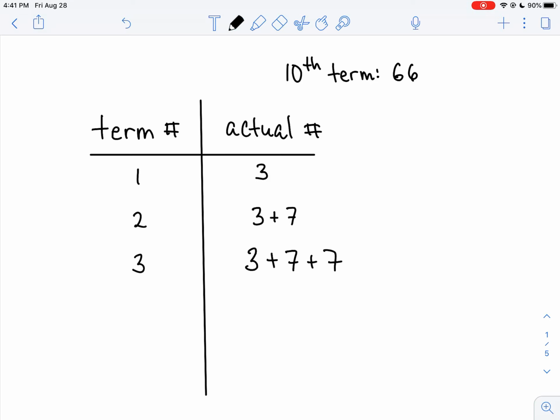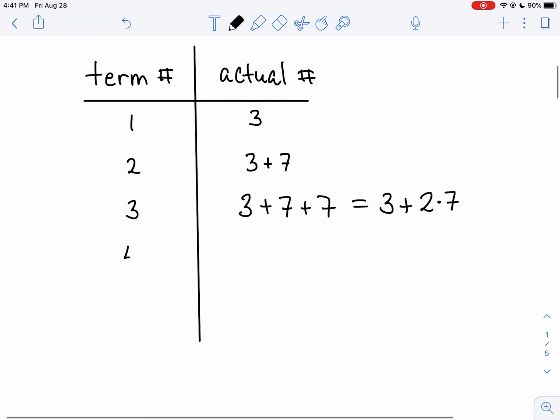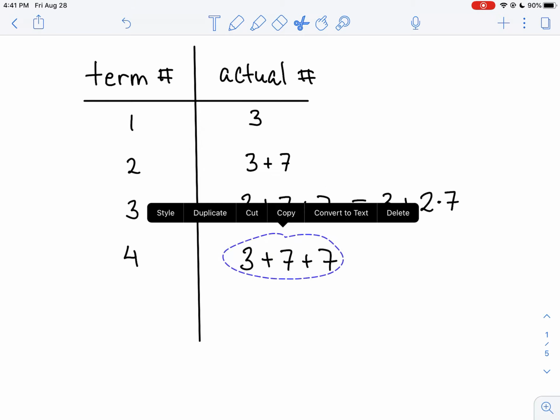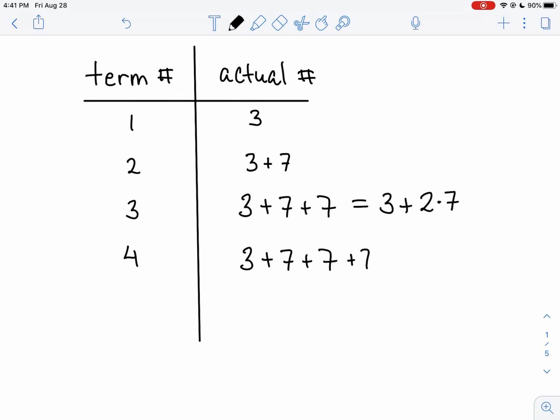But we can do some multiplication here, because adding 7 and 7 is like adding 2 7s. So we could just say this is 3 plus 2 times 7, adding 2 7s to 3. To find the fourth term, I can take the third term, which was this, and add another 7. Let me just copy that. So that's like saying we're going to take 3 and add to it 3 7s. That's like starting right here and just adding 3 7s to it to skip 3 positions in our list, to go forward 3 positions.